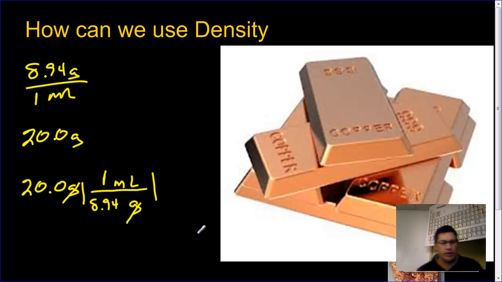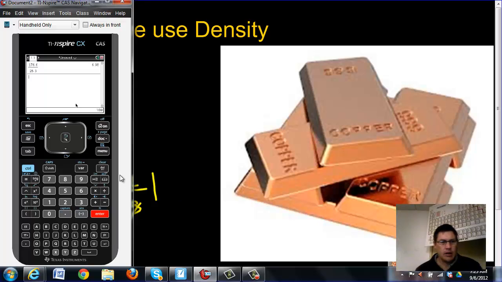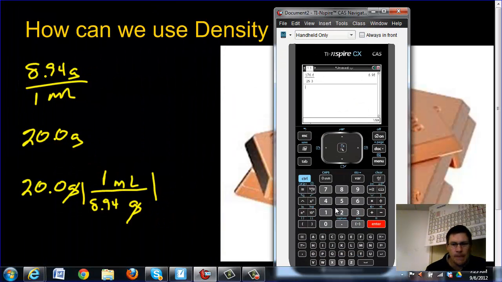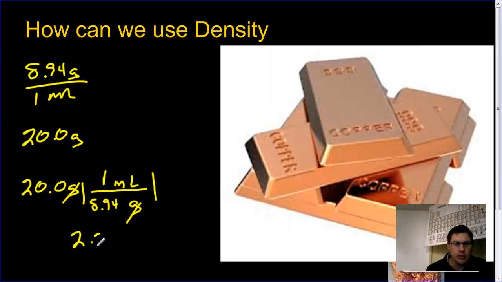So again, we take our calculator, we take our 20 divided by 8.94, and we come up with a volume of 2.24 milliliters. So what that means is if we have 20 grams of copper, we should have 2.24 milliliters, which is actually a fairly small amount. Well, this is the density video, and we will be doing a density lab to explore this whole idea and try to figure out some of the unknown metals.